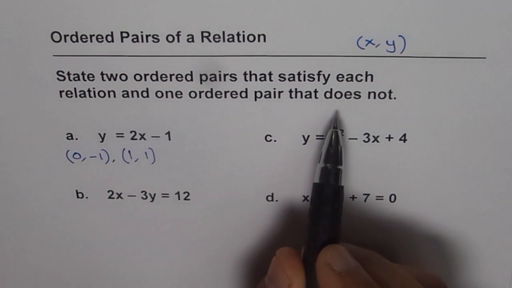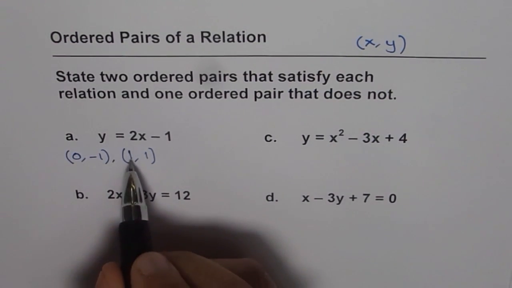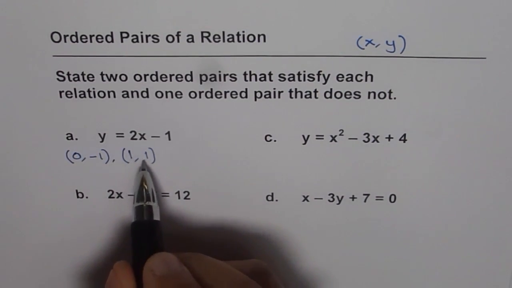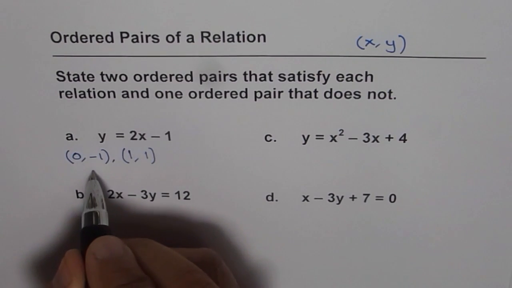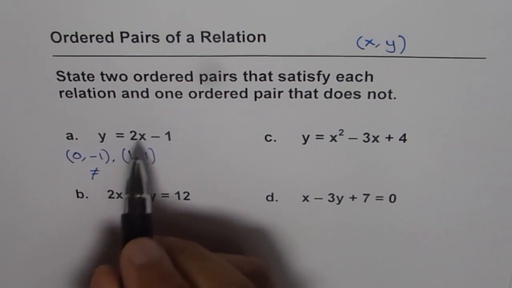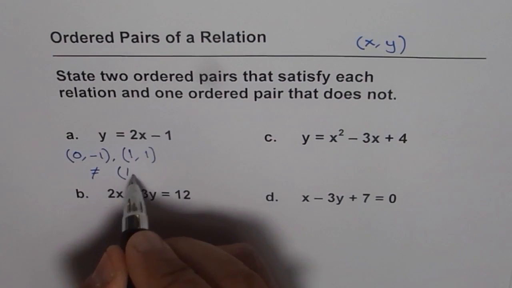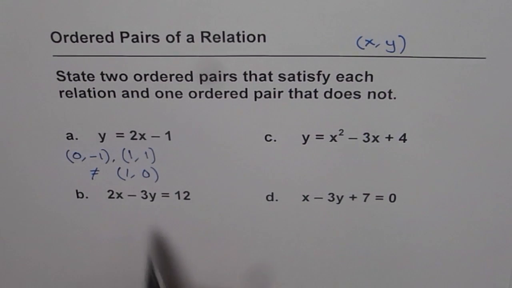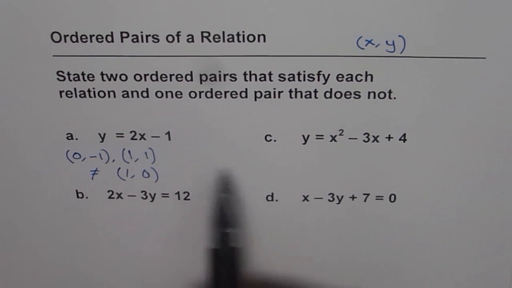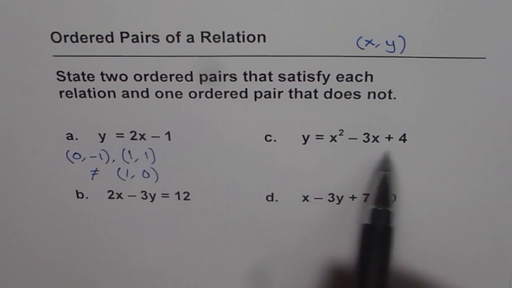The other one which does not satisfy: at x equals 1 the value of y is 1. If I write any other value, then that will not satisfy, right? So the one which does not satisfy this relation could be (1, 0), for example, correct? Likewise, we can find any number of ordered pairs which will satisfy a relation.